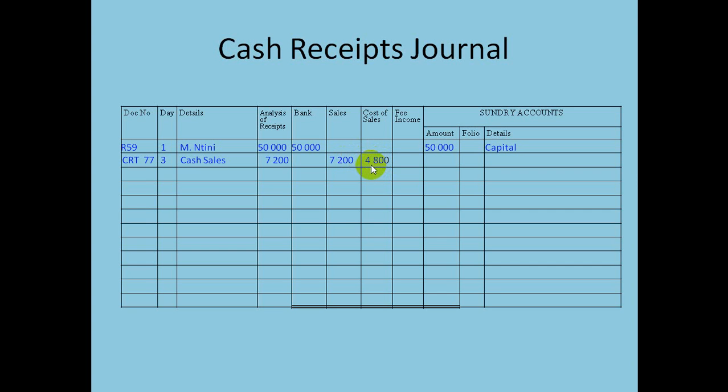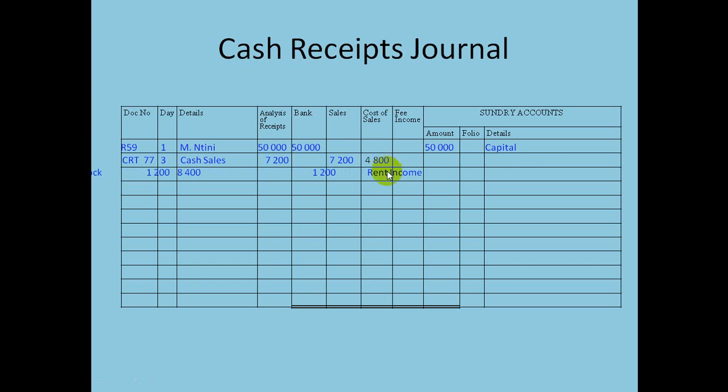This business works on a 50% markup on the cost price. So if you're given the sales figure of 7,200 Rand and you need to calculate the cost of sales figure, this is how you would do it. Everyone, take your calculators. 7,200 Rand times 100 divided by 150 gives me 4,800. Why am I dividing by 150? Because the markup was 50%.